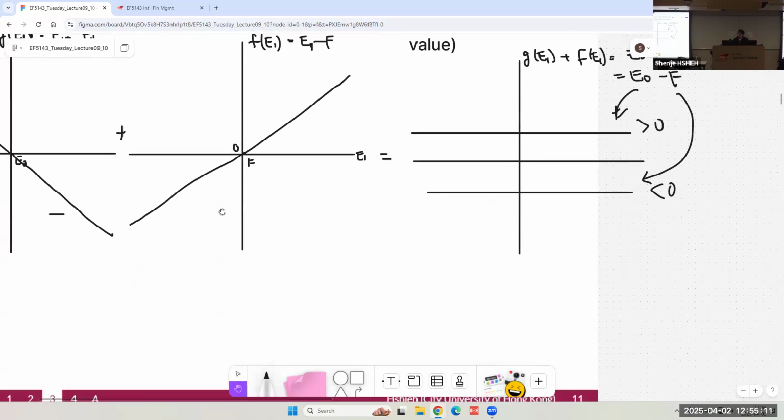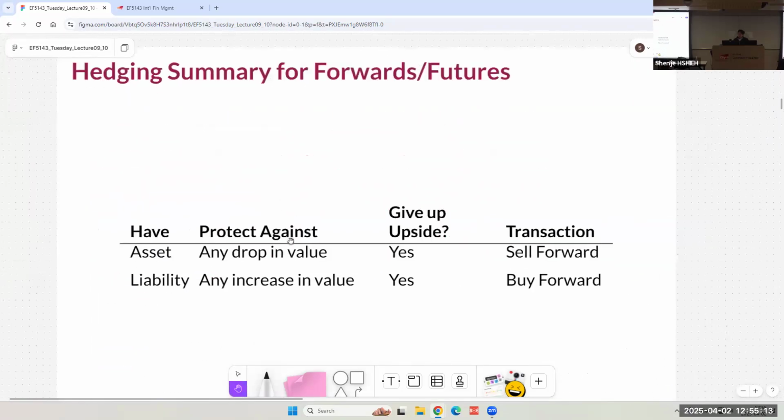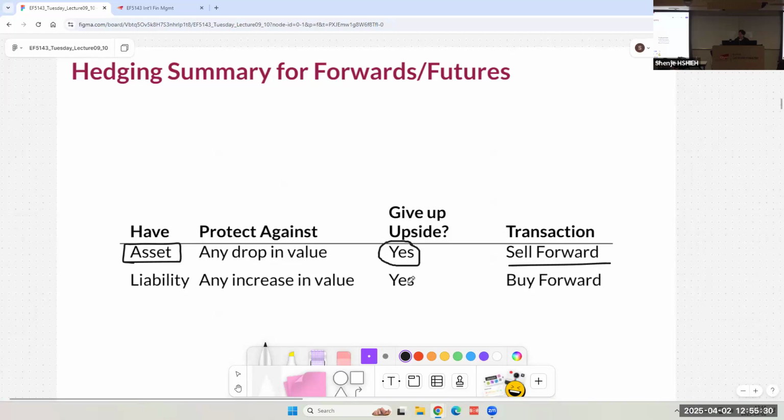Okay, so to summarize hedging, depending on your position, you have the following table. If you have an asset, you're hoping the underlying asset increases in value so you can sell it for a higher price. You should sell forward, but the trade-off is you're giving up upside, right? And you're trying to protect yourself from any drop in value.